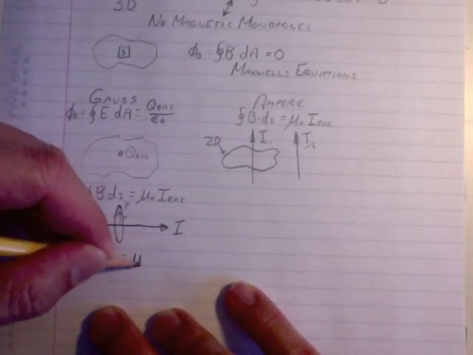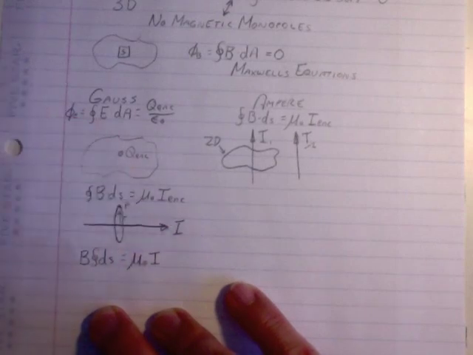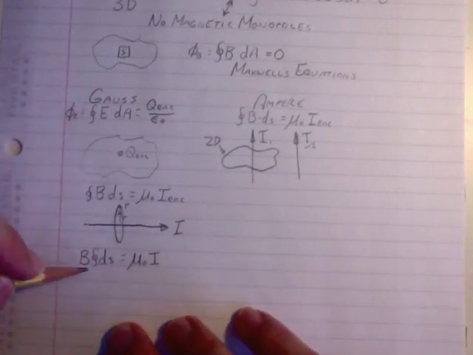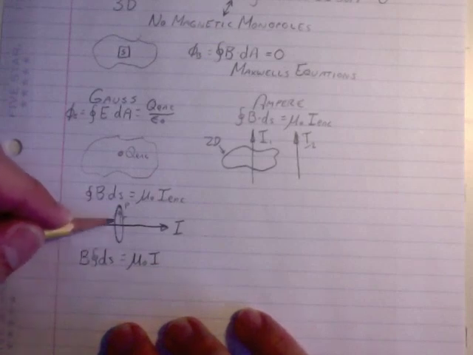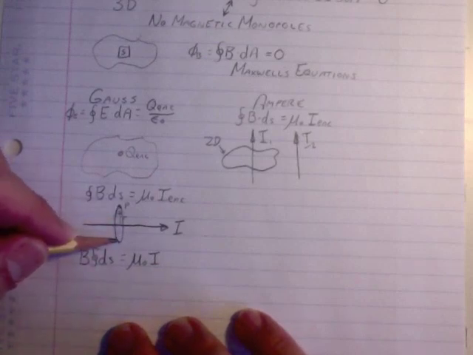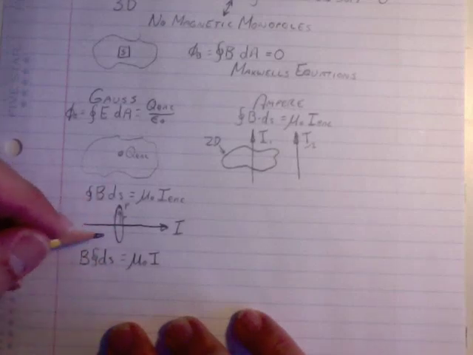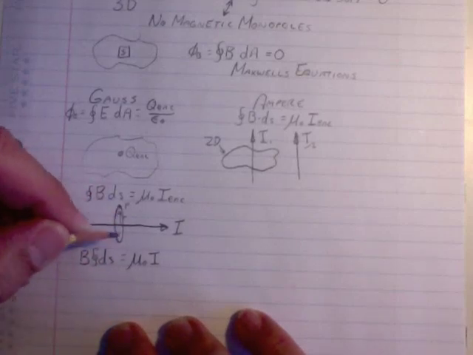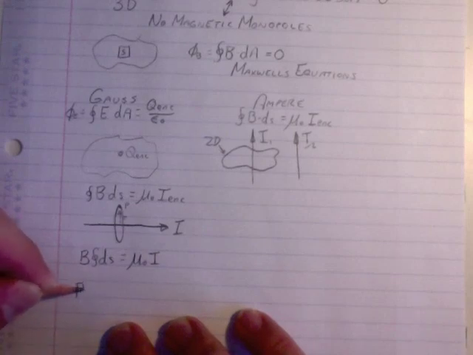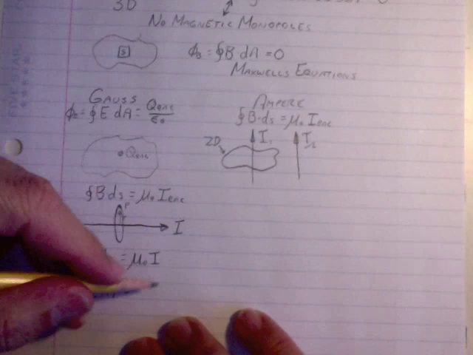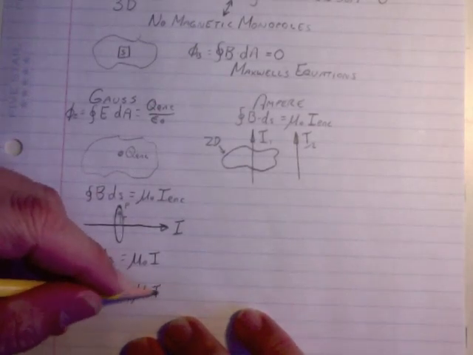So I can just rewrite it like this. Mu 0 I enclosed. My I enclosed is just I. Well, the integral of ds around that whole loop, the line integral all the way around that whole loop, is just going to be 2 pi r. It's going to be the length of that whole thing. So you end up with B times 2 pi r equals mu 0 I.